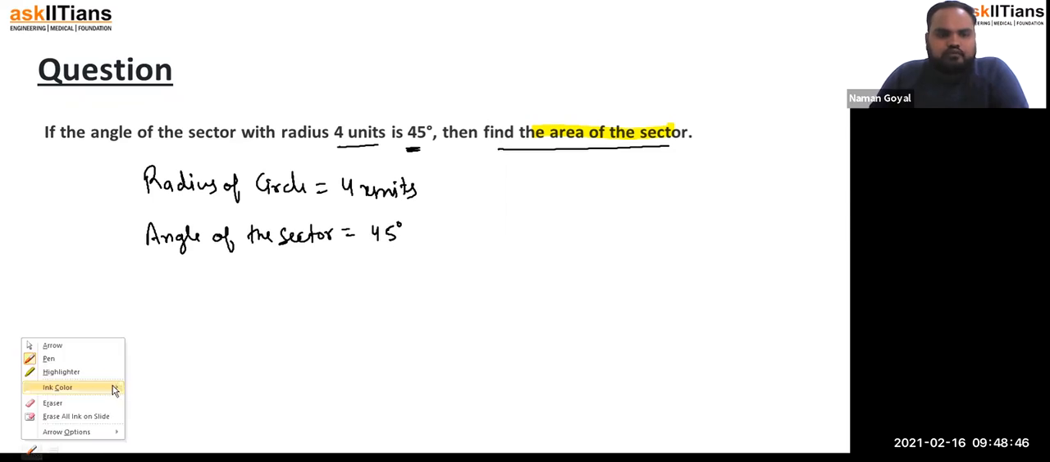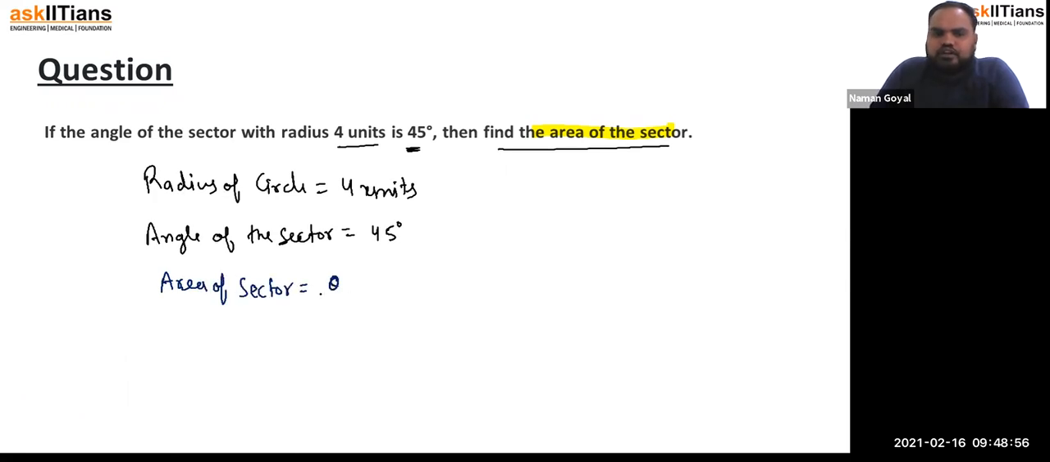Now the formula for the area of a sector is theta upon 360 degrees into pi r squared. So theta is 45 degrees upon 360 into pi, you can take 3.14.